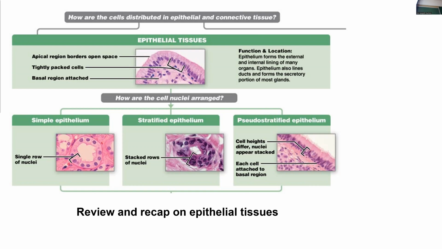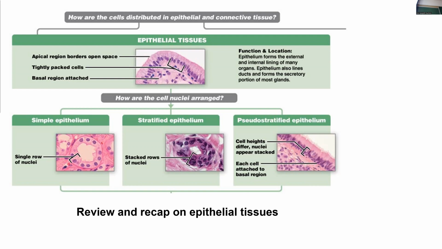Cuboidal, yeah, they're more or less square shaped. So these are, my guess is this is probably from a duct in the kidney, or one of the tubules in the kidney, where you have this single layer of cuboidal epithelial cells. We also have stratified epithelium.